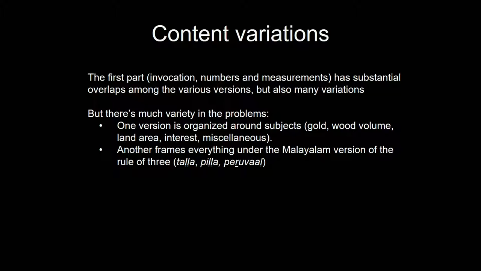mother. So the idea is, a rule of three problem is: four mangoes cost 10 rupees. How much are 8 mangoes? So four mangoes is the mother, 10 rupees is the child, and then 8 mangoes would be the expecting mother, what is going to be her child, what is going to be the corresponding price. And this organizes the entire treatise.